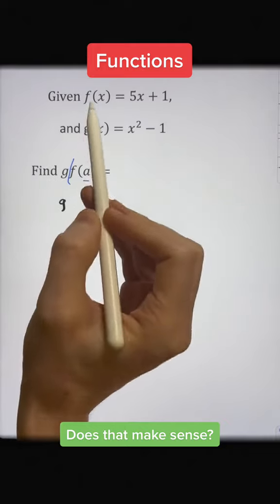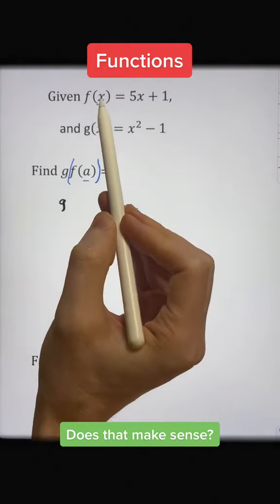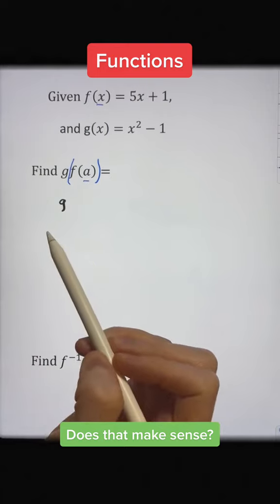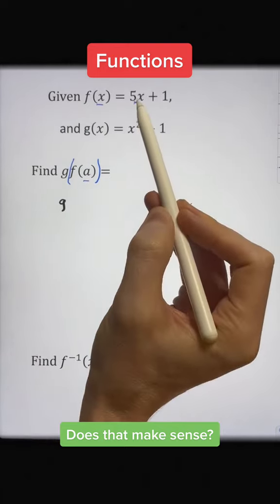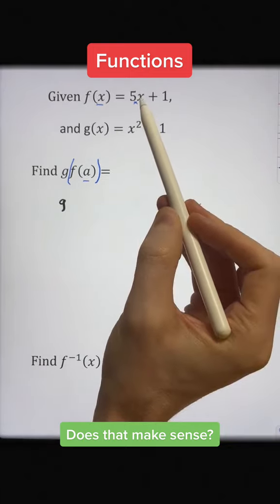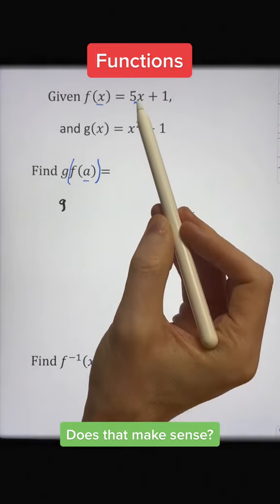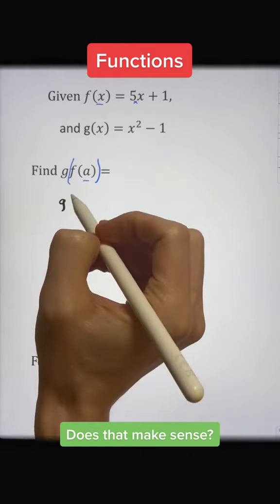Well, f of a means into the function of f, every time I see x, I'm now going to substitute, in this case the letter a. Therefore on the right hand side, 5x in algebra, we know means 5 times x. If x is now a, therefore 5 times a will become 5a, and I've still got plus 1 on the end.